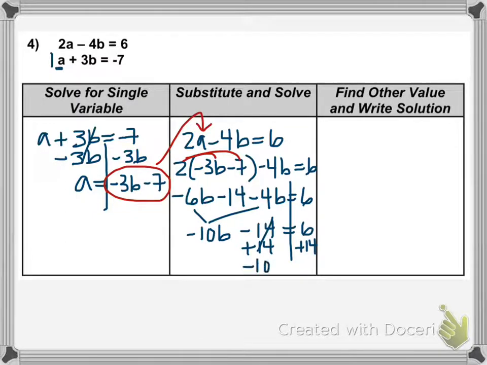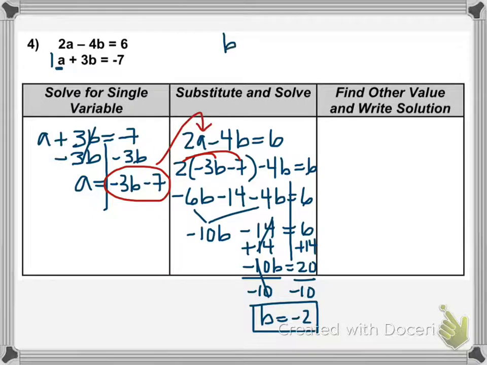So negative 10b equals 6 plus 14, which is 20. And then we'll get rid of the coefficient of b by dividing both sides by the negative 10. So b equals 20 divided by negative 10, which is negative 2. So that is one part of our solution. Remember, you have to find the value of both variables. So now that we know that b has a value of negative 2, we're going to take the bottom equation, the bottom version of that equation from step 1, and we're going to rewrite it.